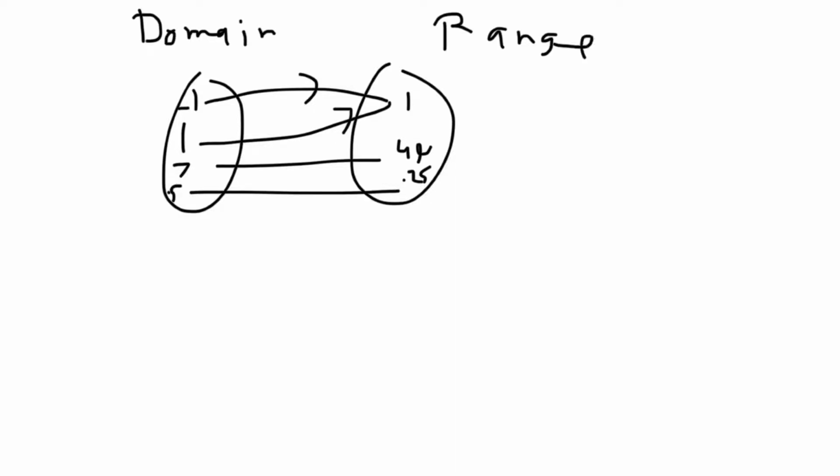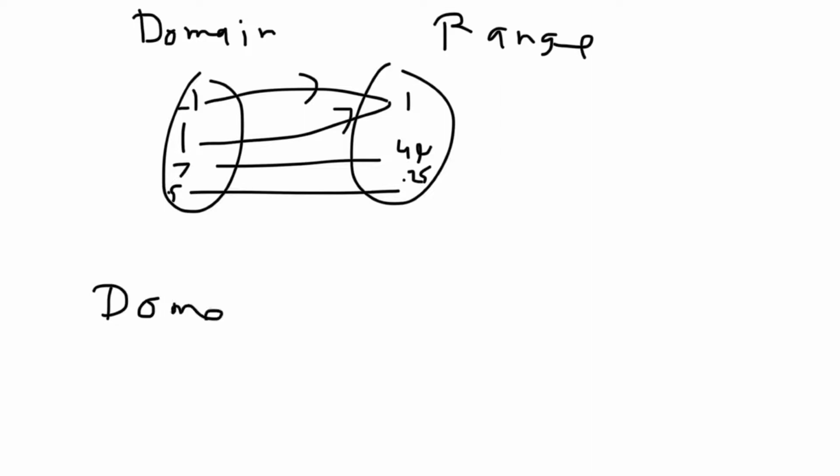Okay, suppose this is -1, this is 1, this is 7, and this is 0.5. Okay, this one is 1, and this is 49, and this is 0.25. Anyway, we used to call this the domain set, right? And this is a range set. Okay, remember that?